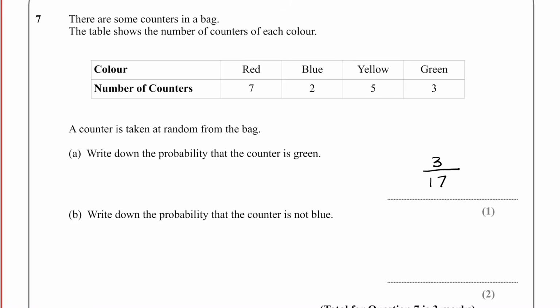Write down the probability the counter is not blue. There are 2 blue, 17 in total. That means not blue is 15 out of 17.